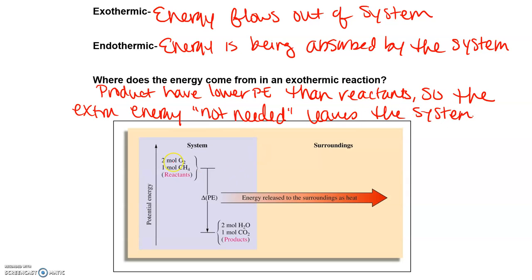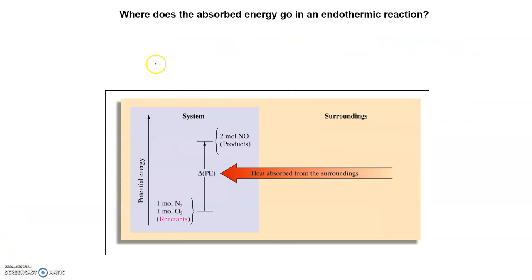And the last thing that we're going to talk about very quickly is just the opposite. So where does the absorbed energy go to? Well, the products have more energy, and so that extra energy that's being absorbed goes to the formation of the product.